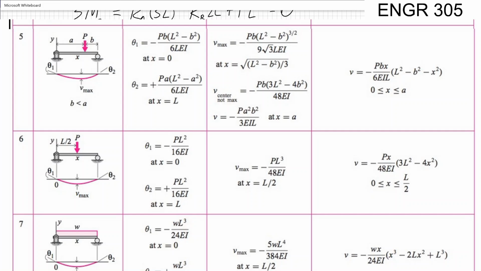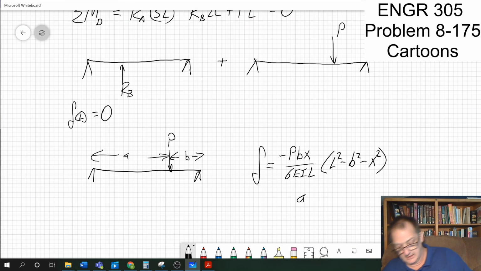Oh, and that deflection is only getting, well, let me write the rest of this. L squared minus B squared minus X squared. And that's only good for, oh, that's not what I wanted. It's only good for X's between 0 and A. So we have to be careful about how we apply this.